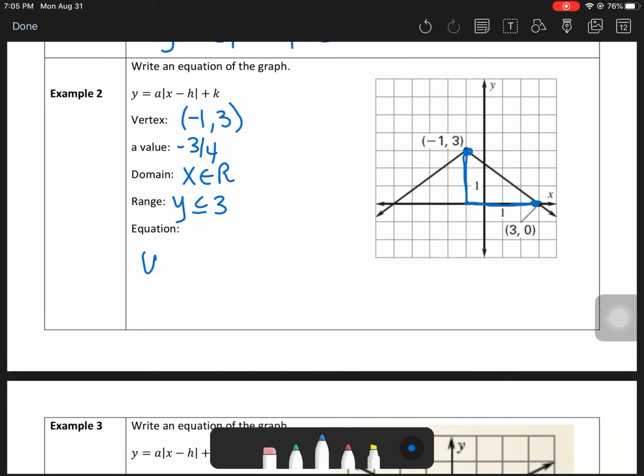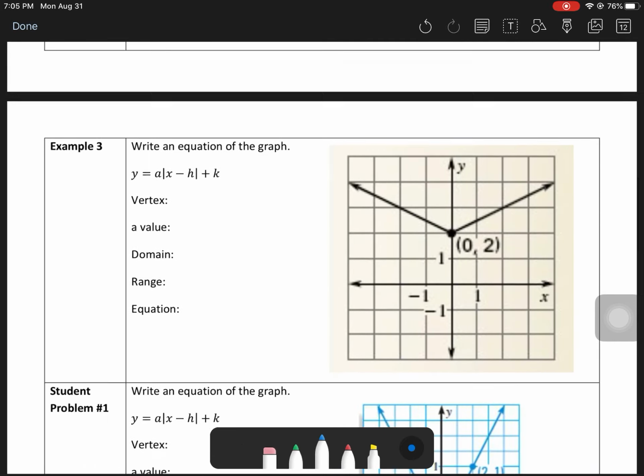Then when we write our equation, we simply substitute in the values. Our a value is negative 3/4, times the absolute value of x minus h, where h is negative 1, so that would be plus 1. And then plus our k value, which is 3. So that's the equation for that absolute value function.